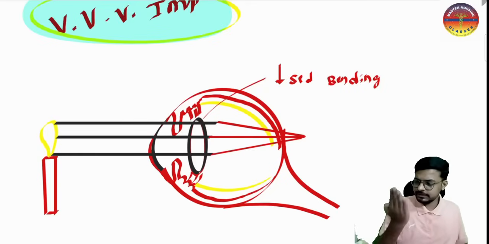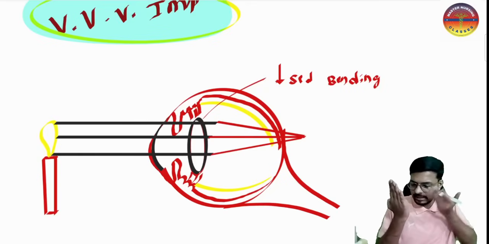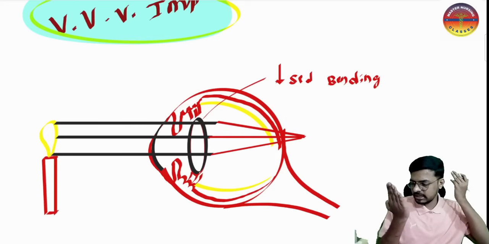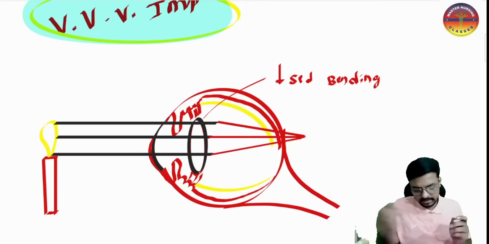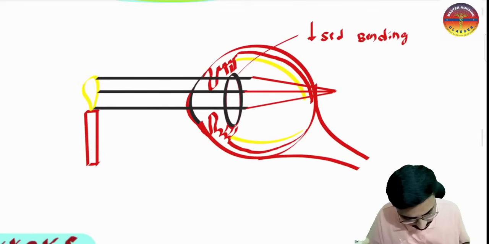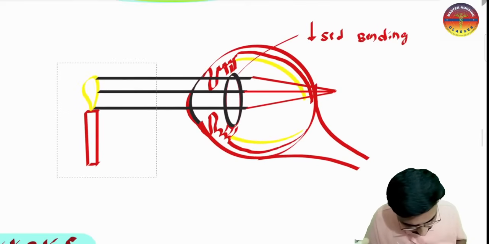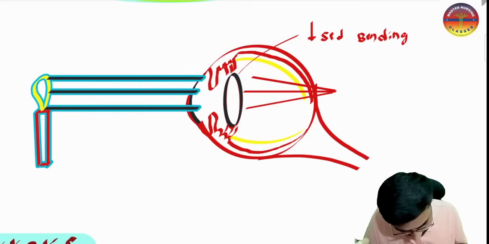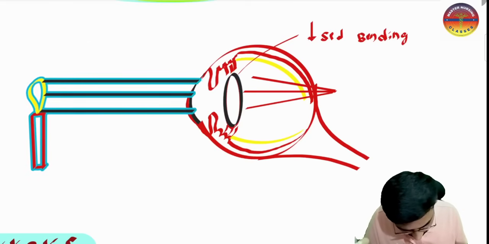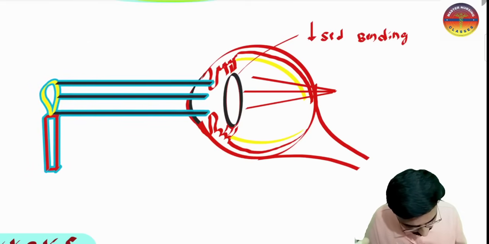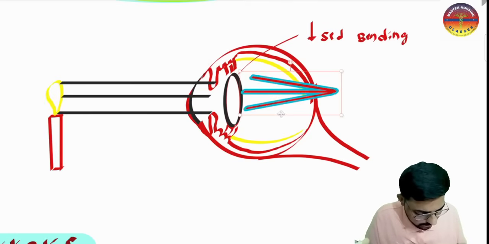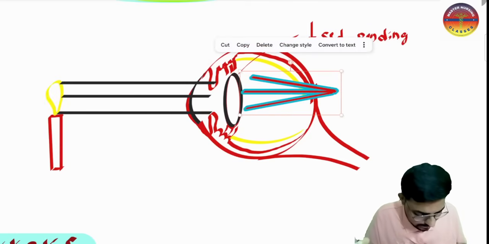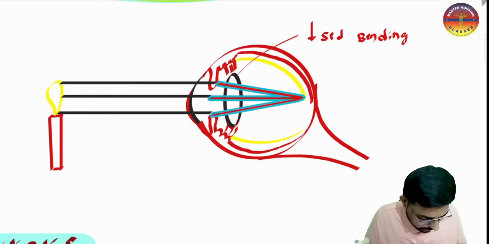So at that time, if he is holding something near, the light rays will go even more behind the retina, so he is unable to see. If I hold it away, the light rays will bend on the retina. How can you see this? If I keep this particular image away here, taking it out from that position and keeping it away, the light rays will come back and bend on the retina.